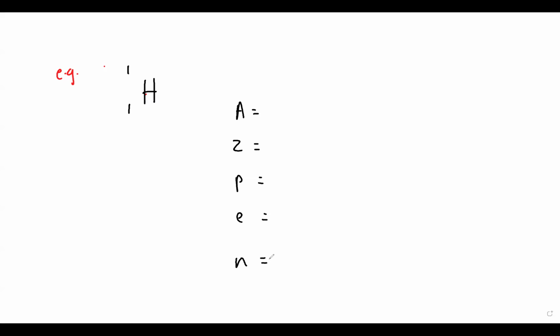Chalo, for hydrogen, how much is your atomic mass number? 1. A minus Z. So what will I get, beta? 1 minus 1 is 0. Name an element which has 0 neutron. Hydrogen. Clear? Name an element which has 0 neutron. Then it is what? Hydrogen.